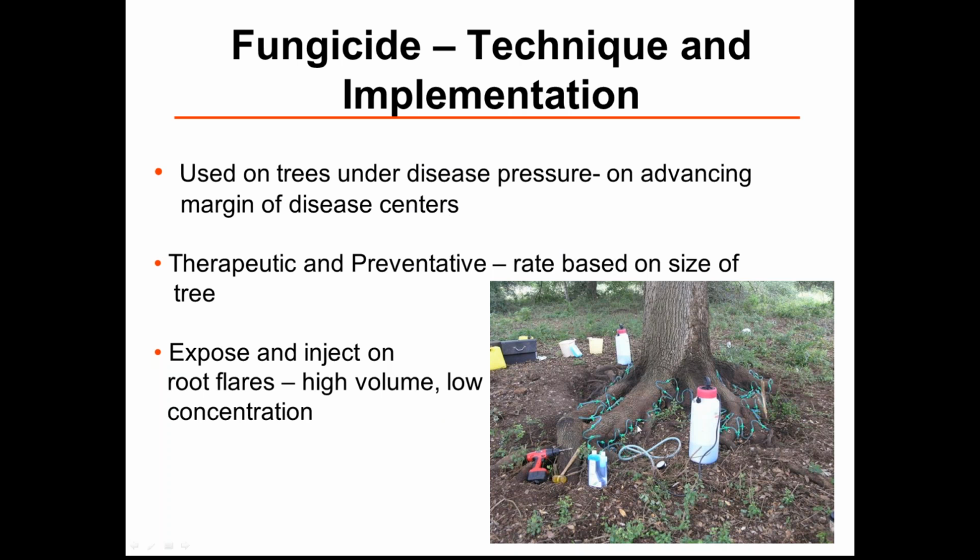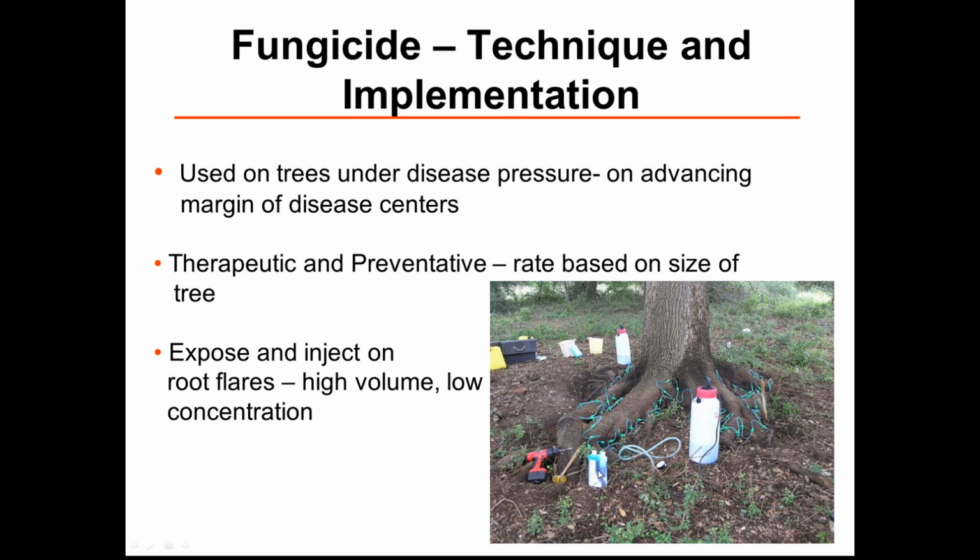We do recommend still the exposed root flare with high volumes of fungicides at very low concentrations. This is a typical operation here in the image where we are containing the fungicide in a couple of modified garden sprayers, and we are pumping the fungicide into the root flares of the trees with this, it's called a harness kit. It is simply a system of plastic tubes and tees that have been inserted into holes drilled around the outside of the root flares right there to try to maximize the distribution of the fungicide in the tree.